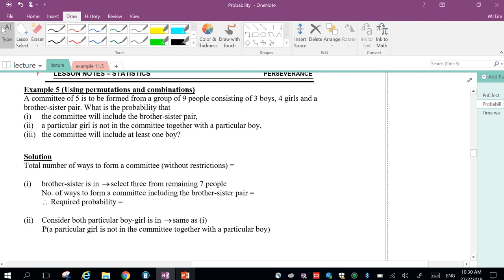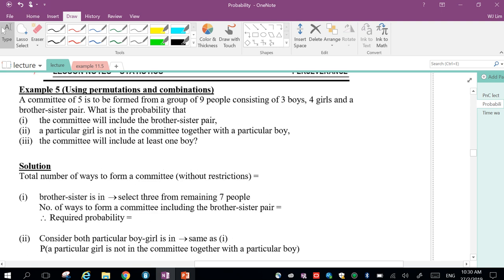Sometimes in your PNC tutorial, they always ask you to find the number of ways. But in probability, they'll ask you what is the probability. Okay, so what you should be doing is this. Okay, so let's read the question. Okay, a committee of 5 is formed from a group of 9 people consisting of 3 boys, 4 girls, and a brother sister pair. So in total, how many boys are there? 4 boys and 5 girls. Okay, because of the brother and the sister pair. Okay, and they want 5 of them.